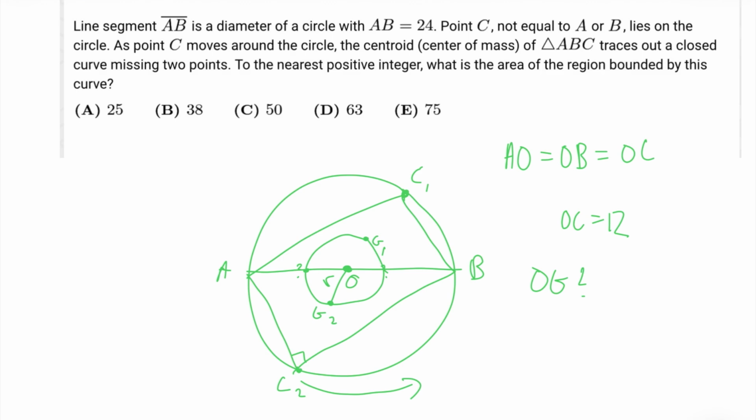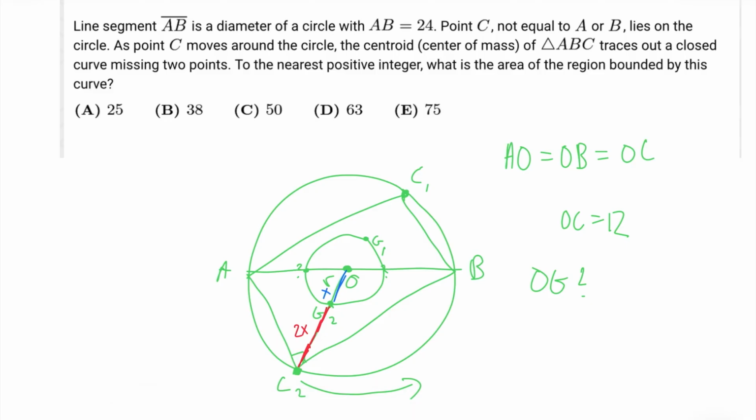Well, we know that OC is 12. And in any triangle, the centroid, which is G in this case, divides each median into parts in the ratio of 2 to 1. So basically what I mean is the distance from a triangle's vertex, for example, C right here, to the centroid is 2 times as long as the distance from the centroid to the midpoint of the opposite side. So this line right here is 2x, and then right here is x.